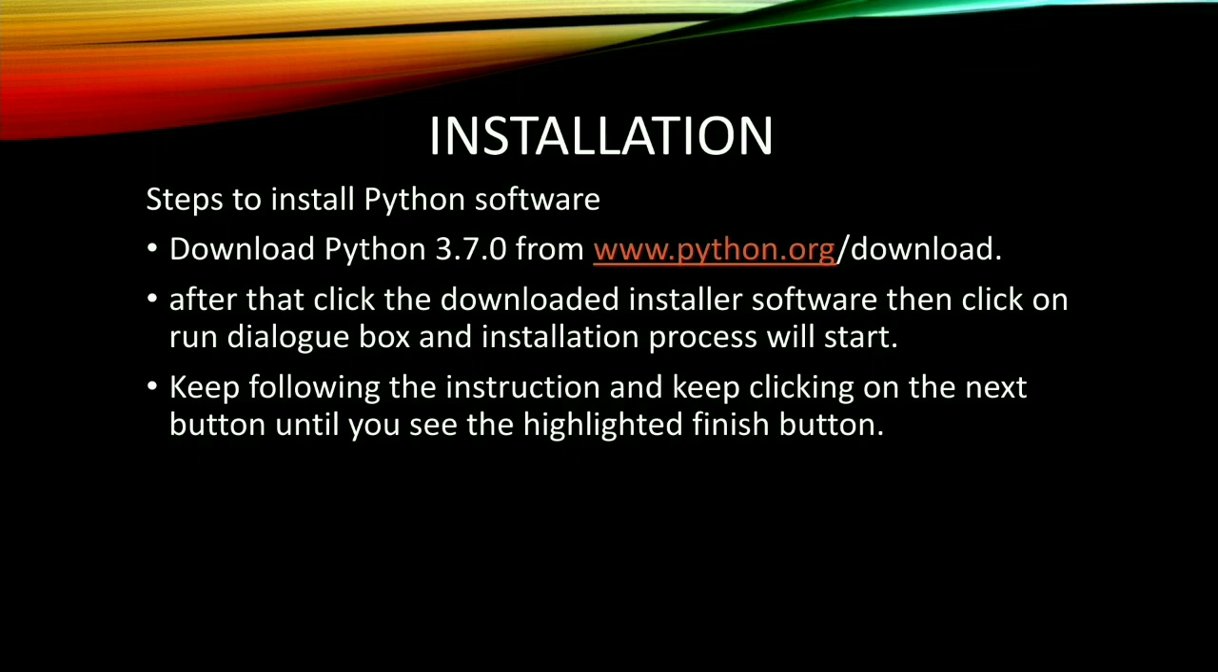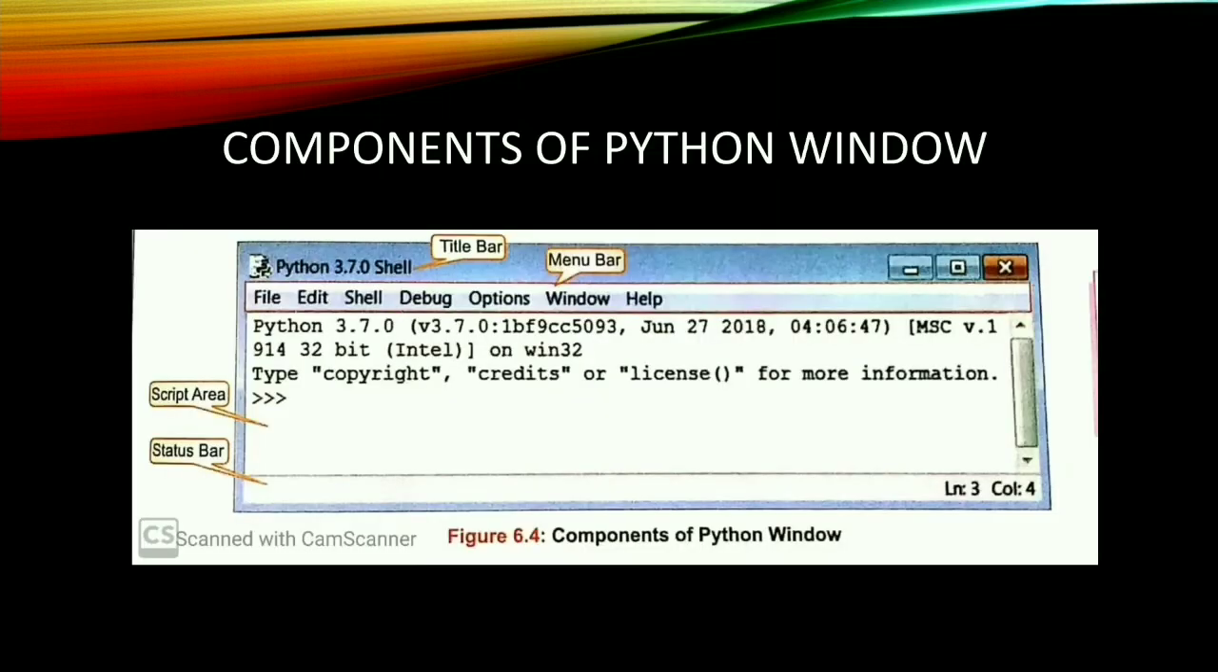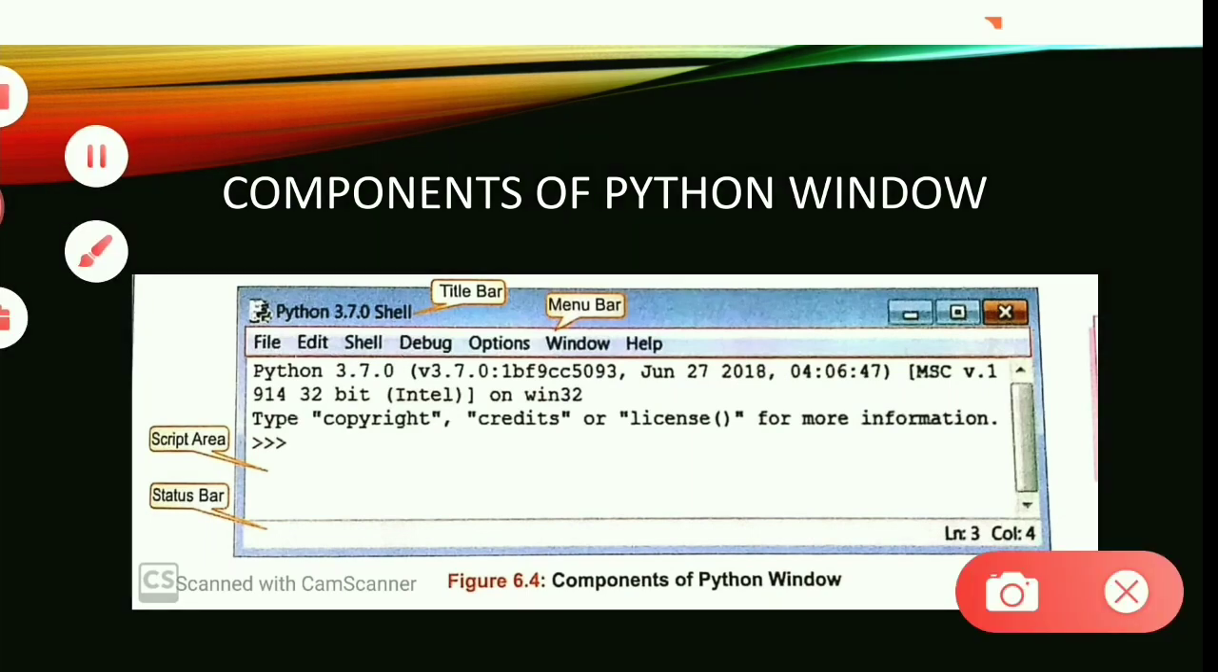Okay, let us see our next heading, that is the components of the Python window. There are so many components in Python. Generally, these are the components which we will see in every type of software or any type of programming language. Let us see these components one by one. First, that is the title bar. Title bar is the area that displays the name of the application and the document. It also contains command buttons like minimize, maximize, restore and close.